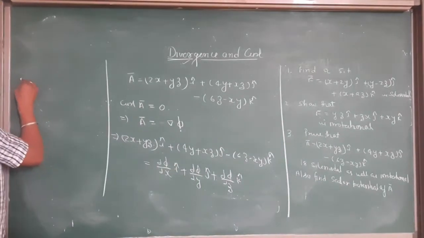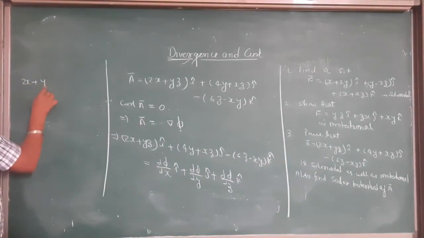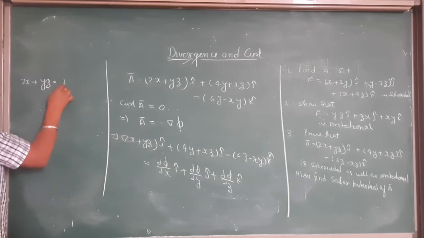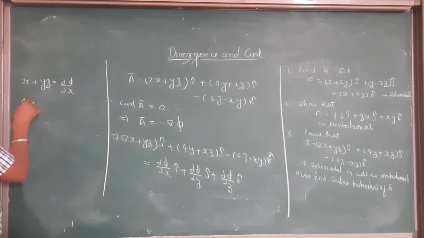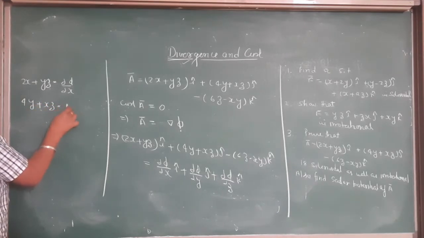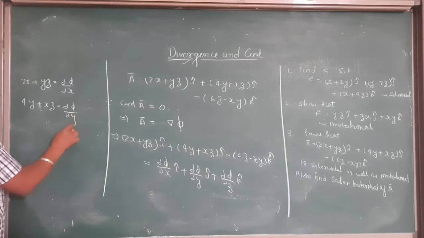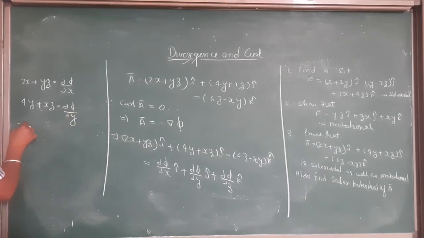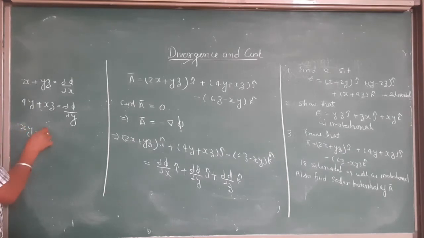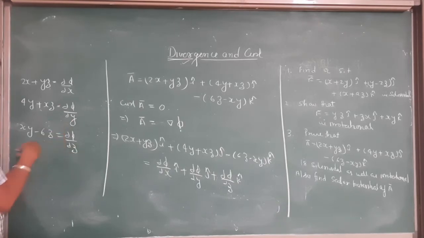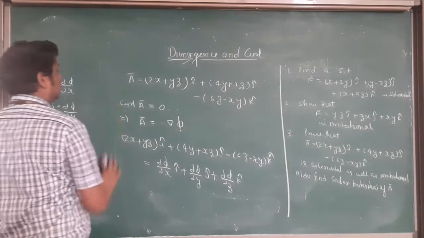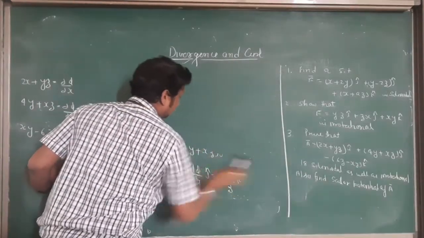So what is the value? 2x plus yz is equal to del phi over del x. 4y plus xz is equal to del phi over del y. Taking the minus inside, xy minus 6z is equal to del phi over del z. So we get this. Once you get this, I will tell you how we calculate phi.